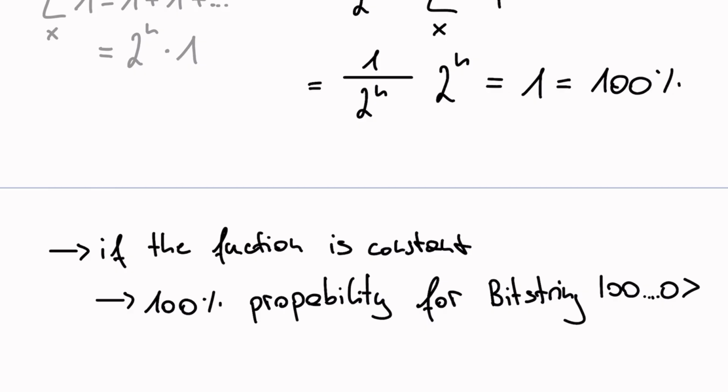Well, strictly speaking, we don't even need to calculate that because we already know if we don't measure the all 0 bit string, then the function cannot be constant. And since it's either constant or balanced, it must be balanced. So that's already enough to solve the problem.